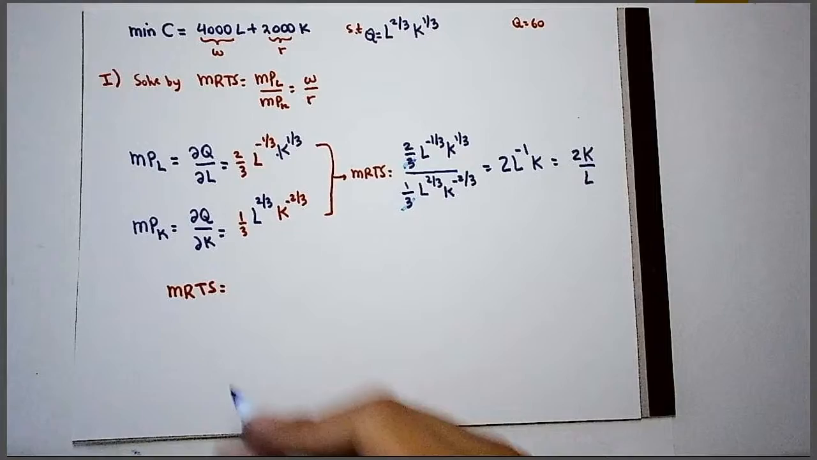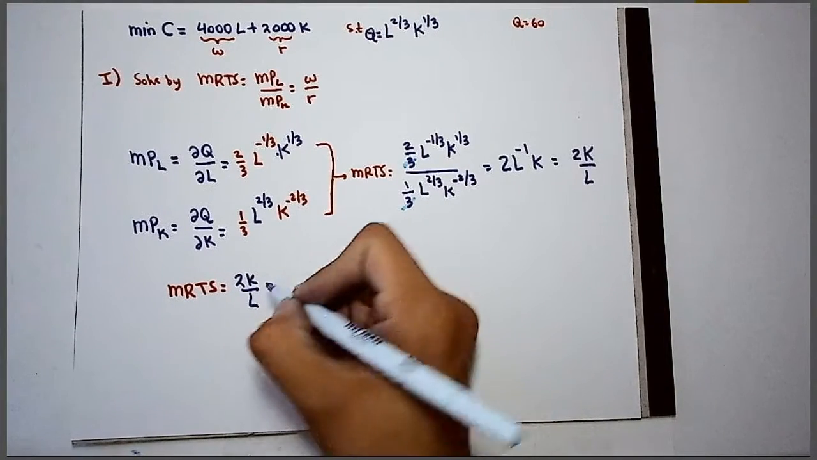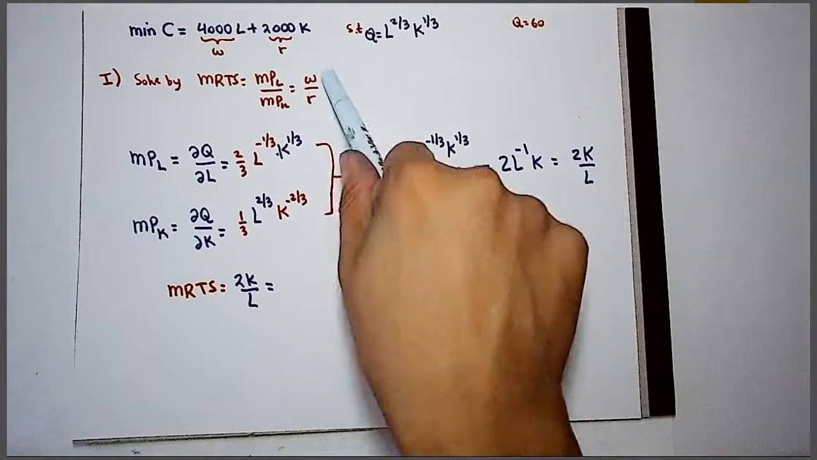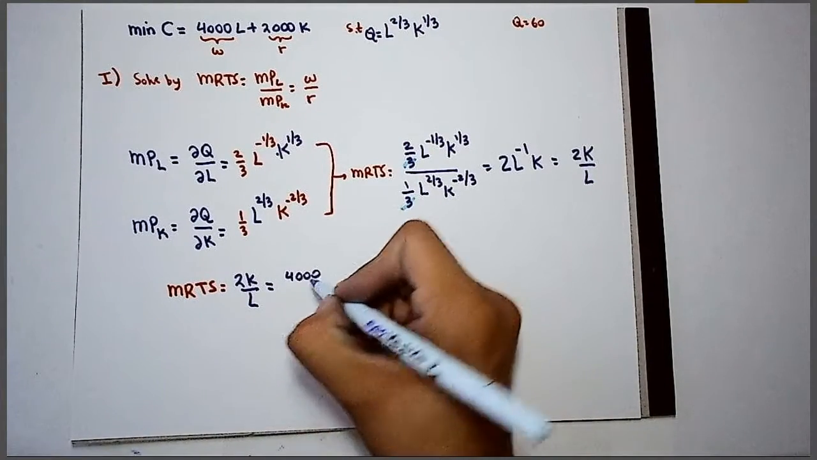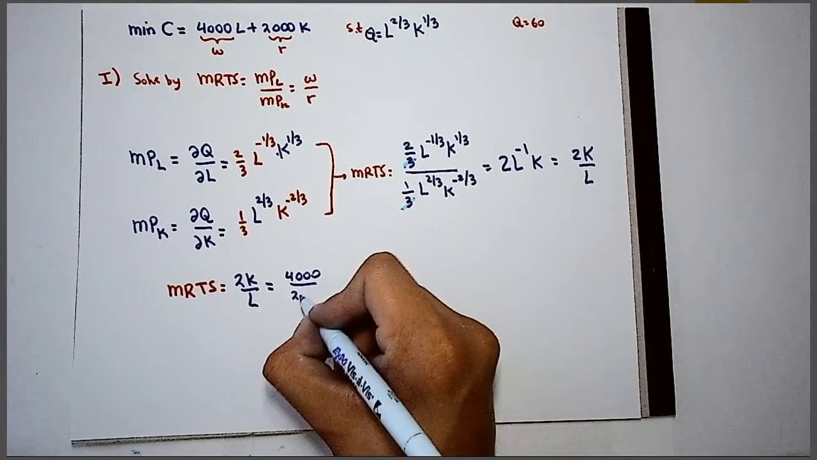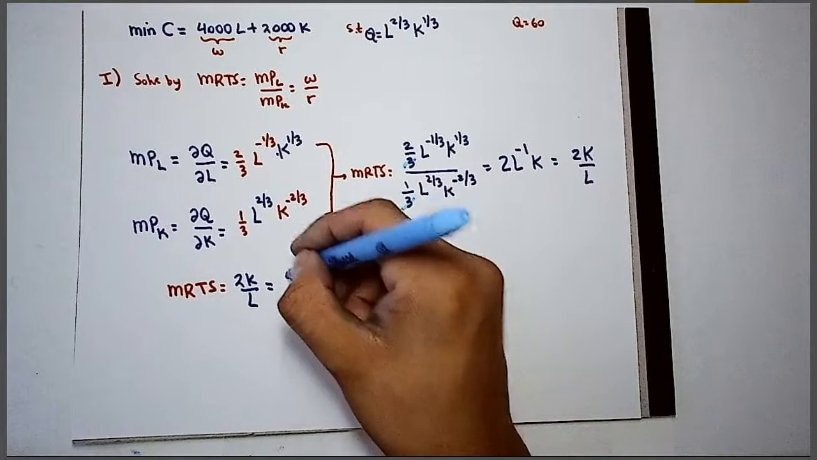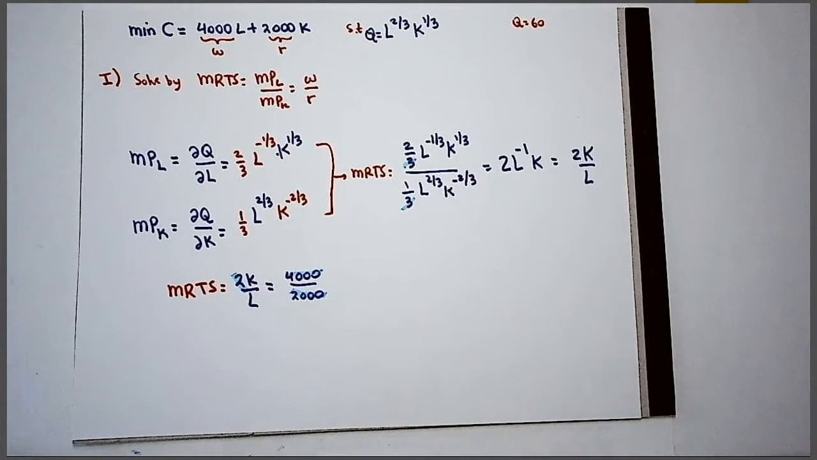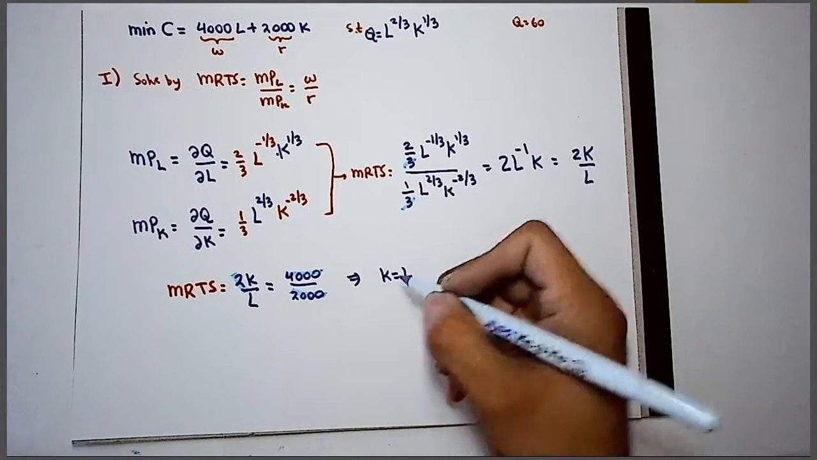This marginal rate of technical substitution has to be equal to the ratio between the wage and the rental rate. The wage was 4,000 and the rental rate was 2,000. So here you can see that this is 2, which cancels with this one. This means that K is equal to L.